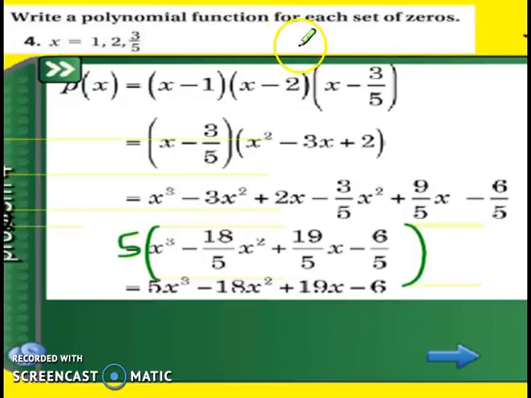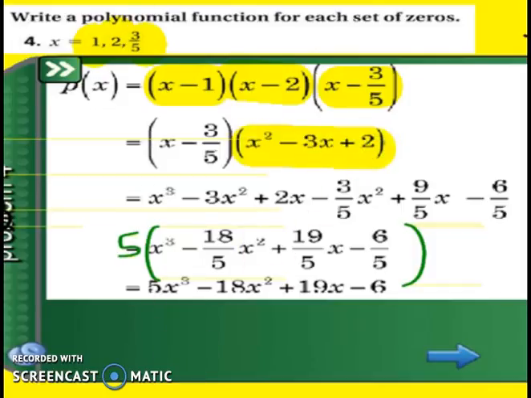In problem number 4, I'm going to go the other way around. I am given the zeros. 1 is a 0. That means x minus 1 is the binomial, because 1 minus 1 is 0. And then 2, so that must be x minus 2, because 2 minus 2 is 0. And if 3/5 is 0, x minus 3/5. I'm going to multiply these out. So I'm going to do my binomials first that don't have any fractions. So I multiply x times x, x squared, and then -3x plus 2.